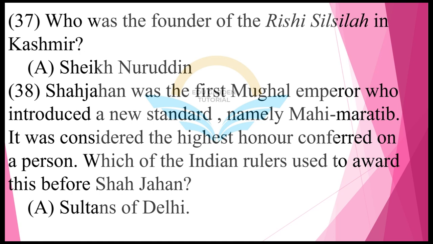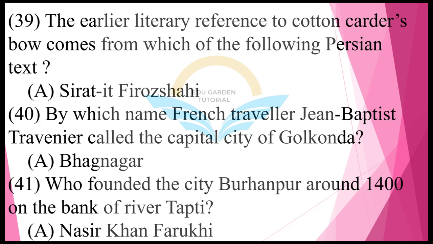Question number 39. The earliest literary reference to the cotton carder's bow comes from which of the following Persian texts? Answer is Sirat-i-Firozshahi.